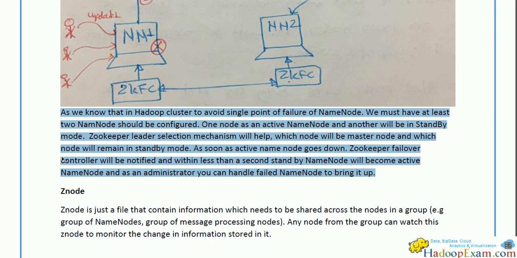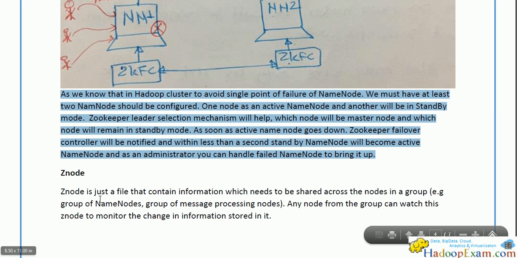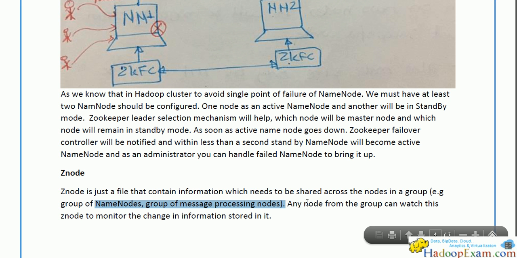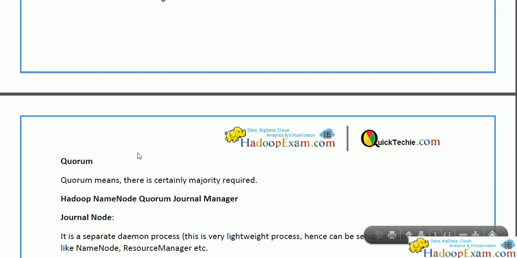Okay, so a Znode is just a file that contains information which needs to be shared across the nodes in a group, for example a group of name nodes or a group of message processing nodes. Any node from the group can watch this Znode to monitor changes in the information stored in it. So that is one.